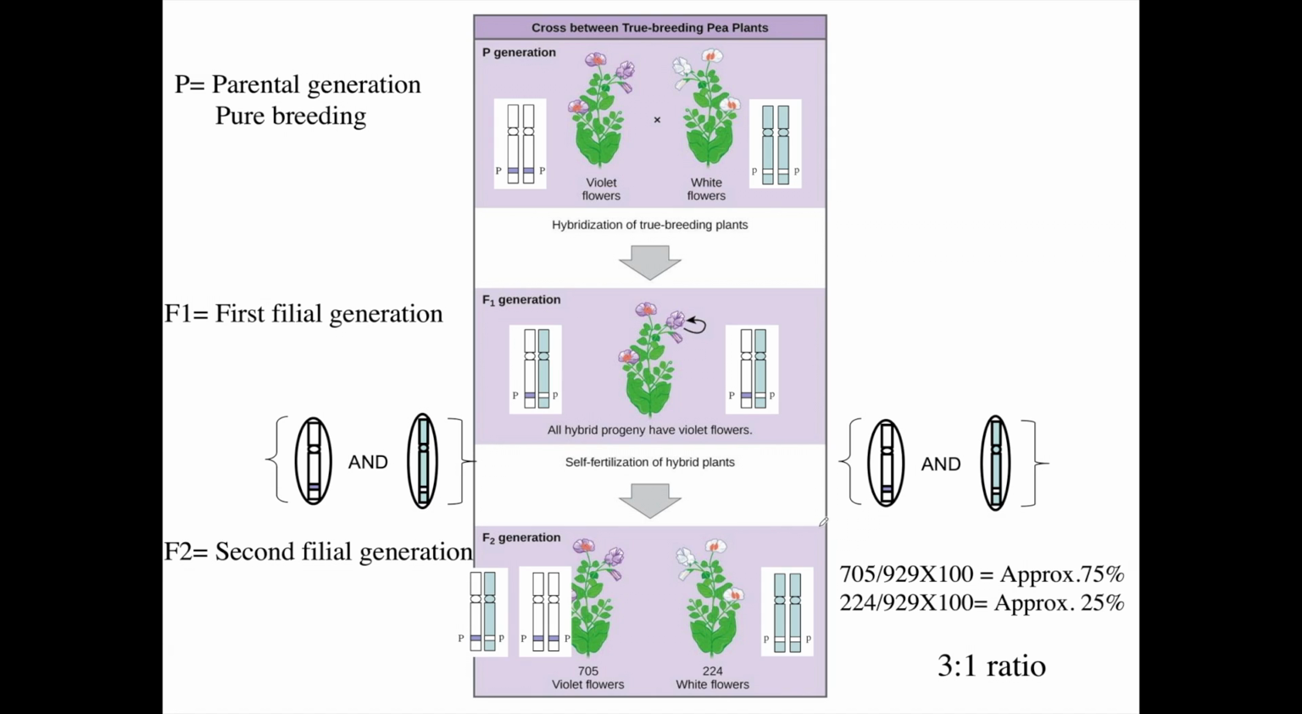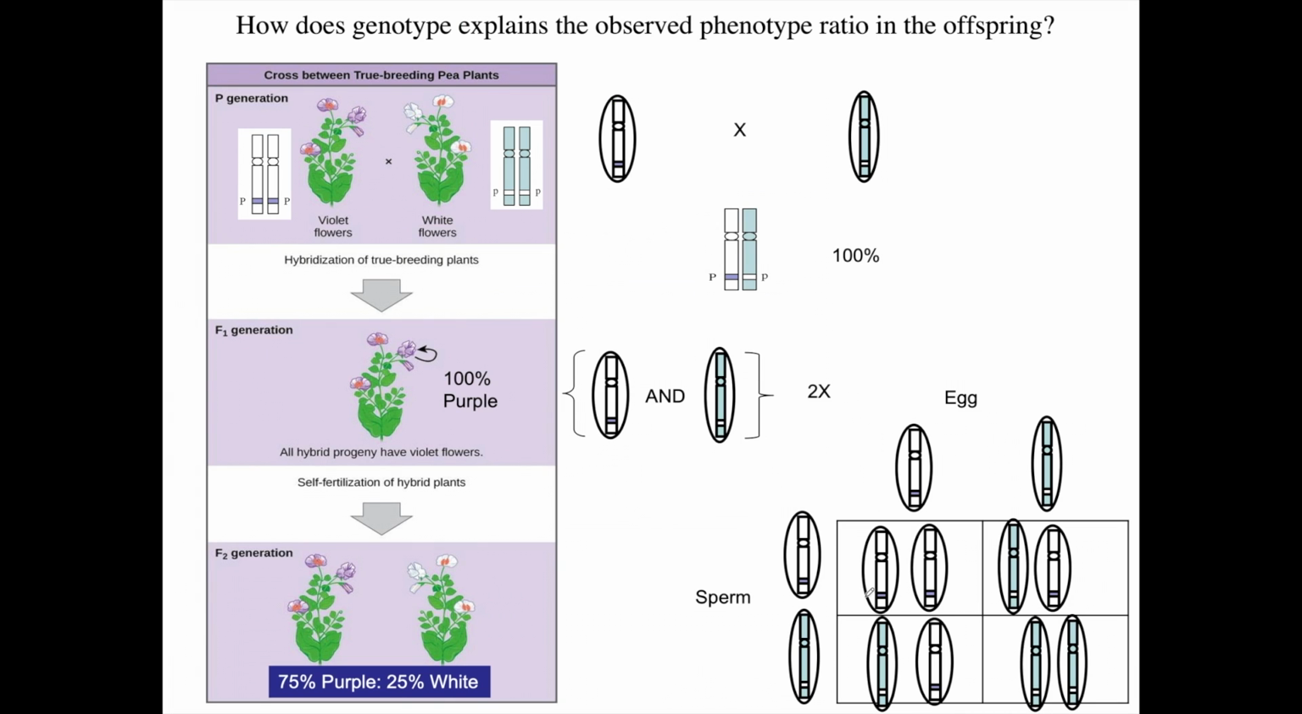And then we put these sperm and egg together. We get all sorts of different combinations of these gametes, and it gives us the 3-to-1 ratio of purple flower to white flower. So now let's try to explain this ratio that we get.